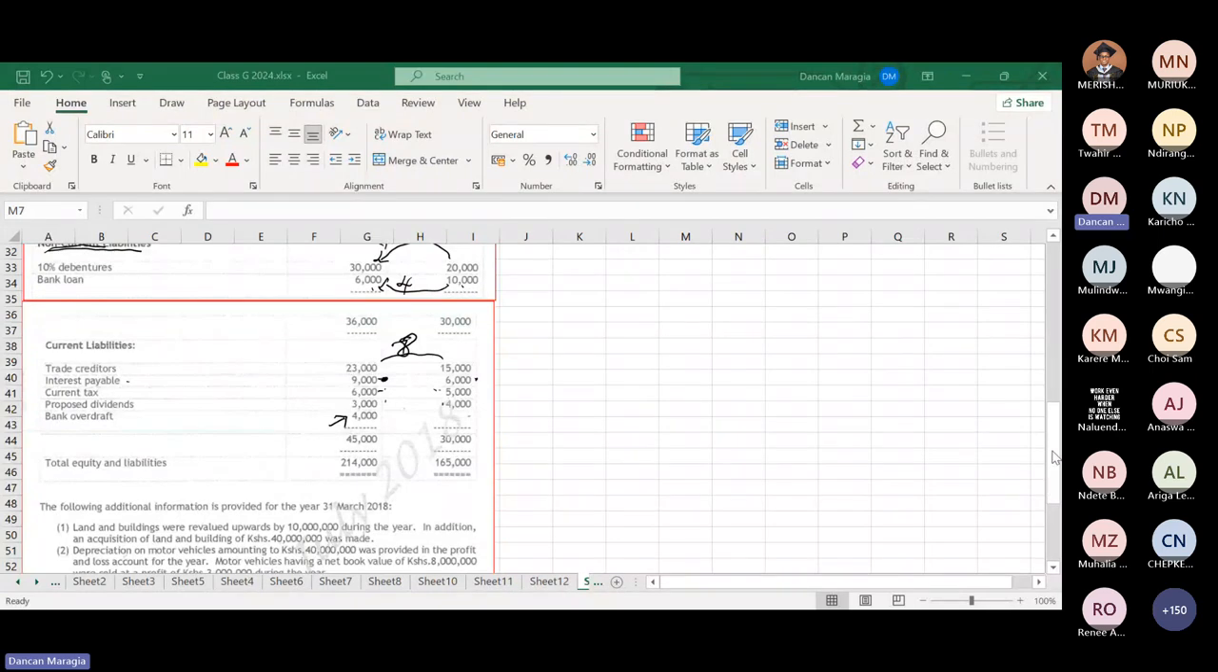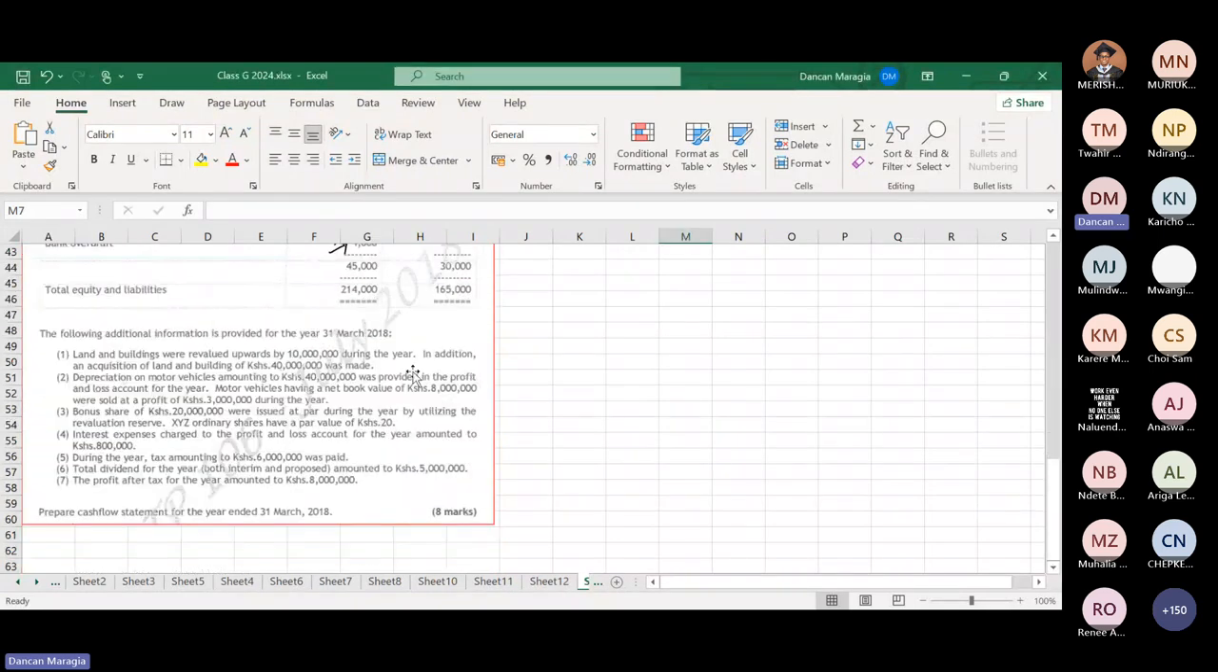The following additional information is provided for the year 31st March 2018. Land and buildings were revalued upwards by 10 million during the year. In addition, an acquisition of land and building of 40 million was made. Okay. Depreciation on motor vehicles amounting to 40 million was provided in the profit and loss account for the year. Motor vehicles having a net book value of 8 million was sold at a profit of 3 million during the year.